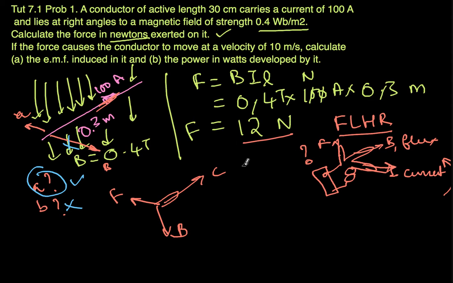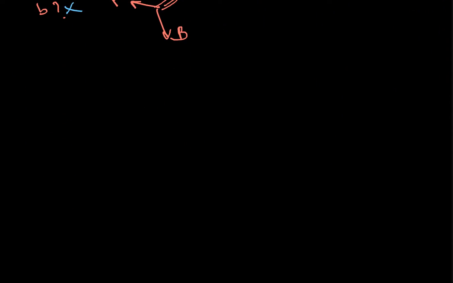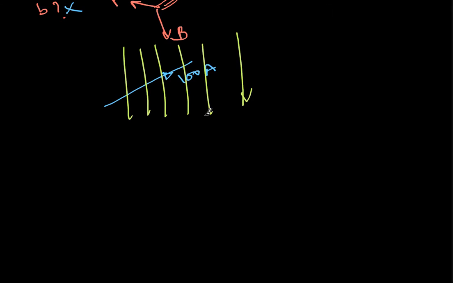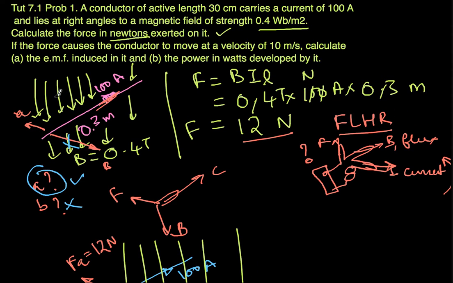So let me just summarize it. A current carrying conductor carrying 100 amperes placed in a magnetic field which is coming downwards will experience a force towards that side, Fa, and the force is 12 newtons. Okay, so let's go to the next question.